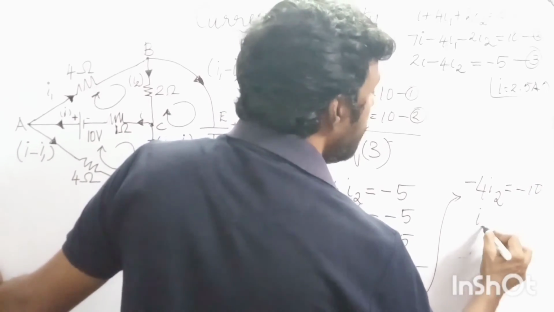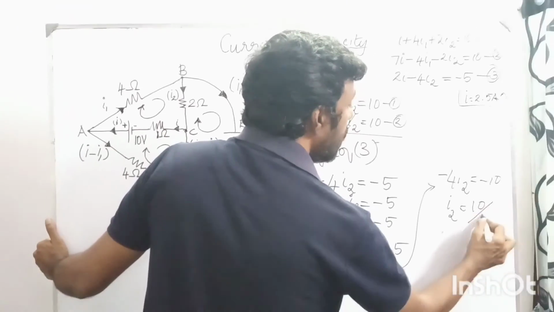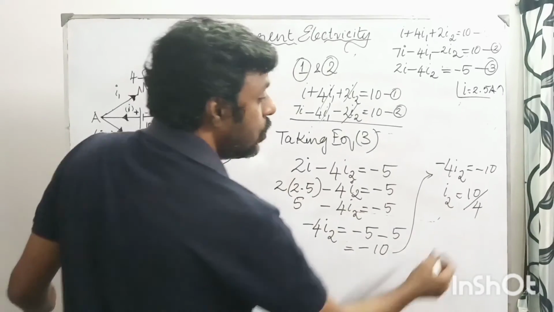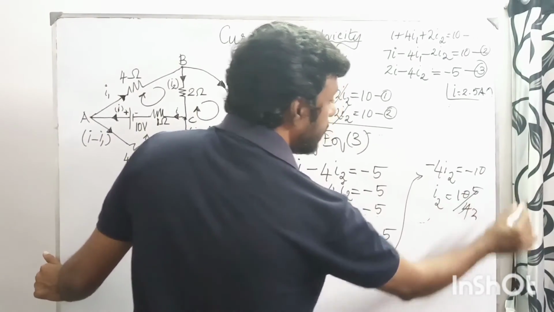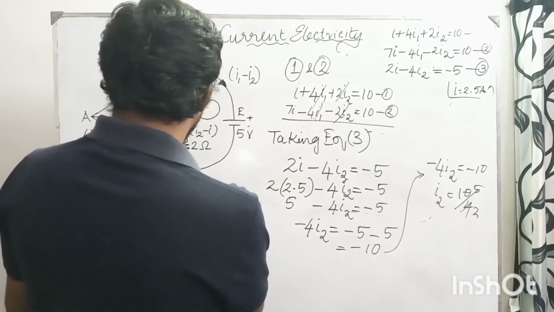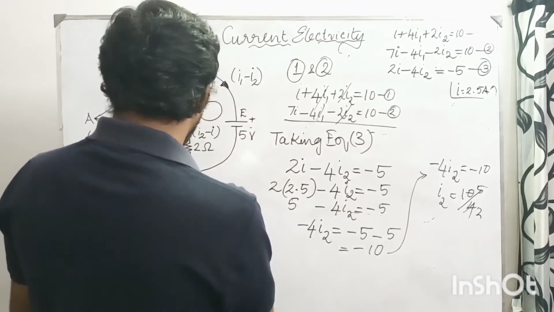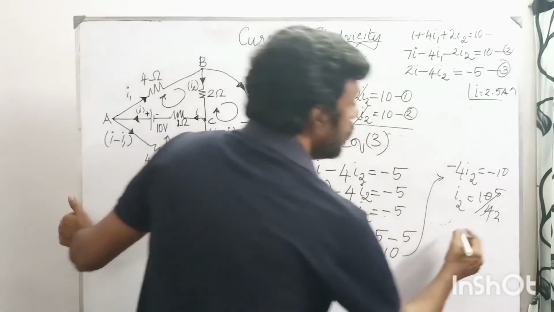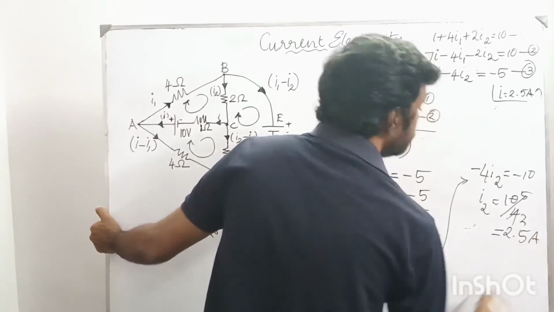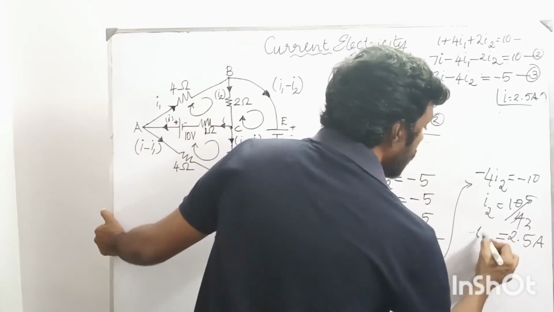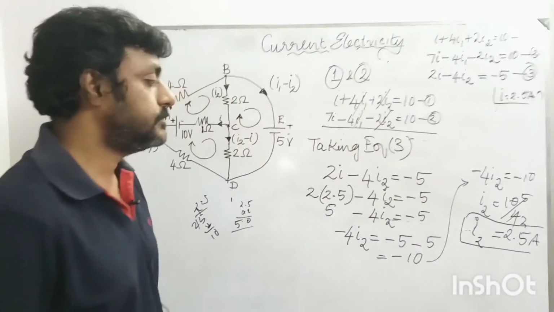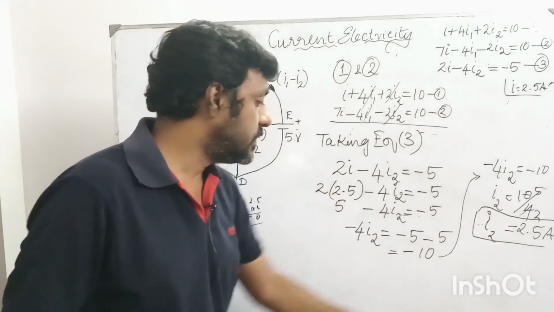So I2 will be 10 divided by 4. I2 is nothing but 10 divided by 4. 2 2s are 4, 2 5s are 10, right? So 5 divided by 2, 2 2s are 4, 1.025. So I2 is nothing but 2.5 ampere. The value of I2 is nothing but 2.5 amperes.